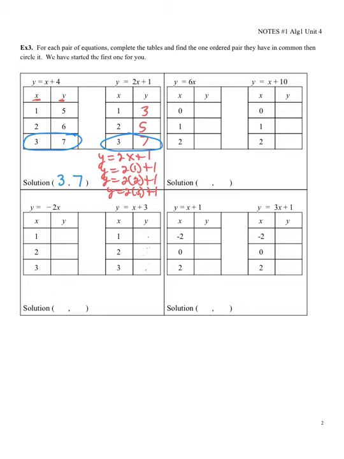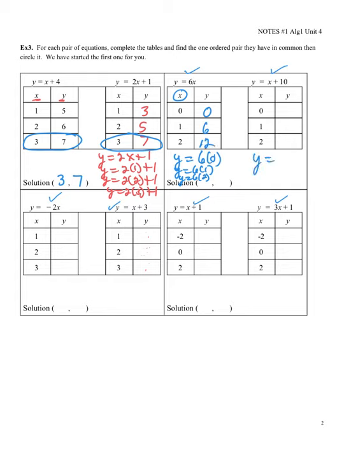Now I would pause the video and try the next 6 tables. This one, this one, this one, this one, and the last 2. So plug in your points, right? This is your input. If I input a 0 for x, if I input a 1 for x, if I input a 2, what's happening? What is the answer? 0, 6, 12.